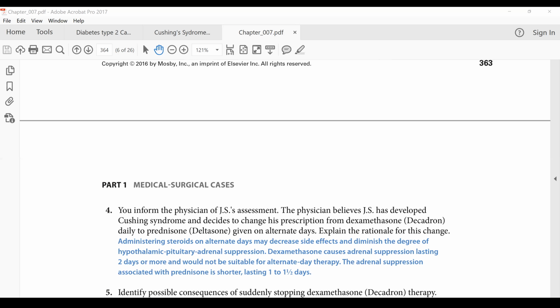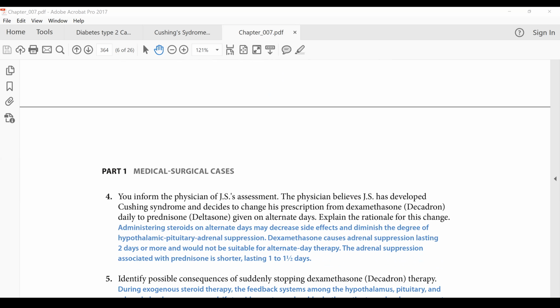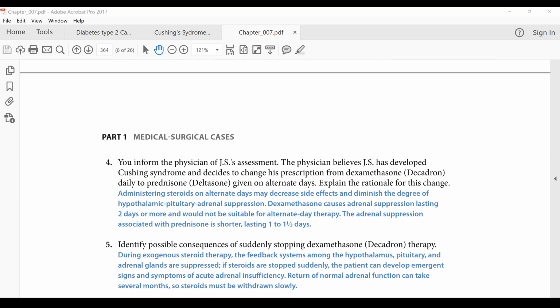Suppression of the adrenal gland, someone goes, I don't know. It's okay. So when you're receiving that therapy, the feedback system among the hypothalamus, the pituitary, and the adrenal glands are suppressed. So if you stop it, then the patient can all of a sudden have an emergent sign or symptom of acute adrenal insufficiency. So that's why we don't do it. Return of normal adrenal function can take several months, so steroids must be withdrawn slowly. It's kind of like a rebound.